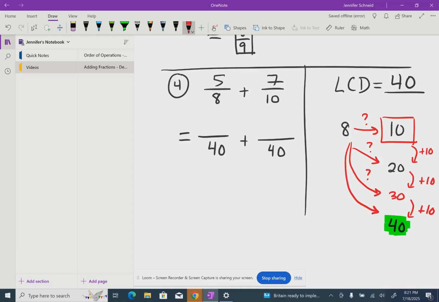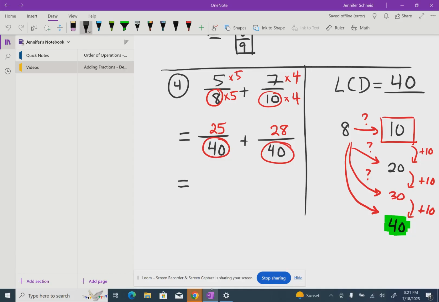And now we do the same process as before. We look at both denominators and we say the old denominator needs what to look like the new denominator? 8 times 5 is 40. Since I did it on the bottom, I have to do it on the top, and I get a 25. Same procedure on the right fraction. 10 times what is 40? Since I did it on the bottom, I have to do it on the top, and I get 7 times 4 is 28.